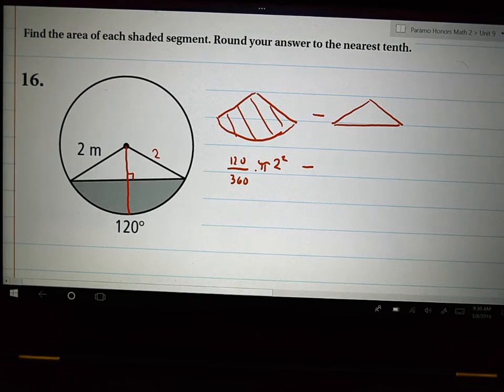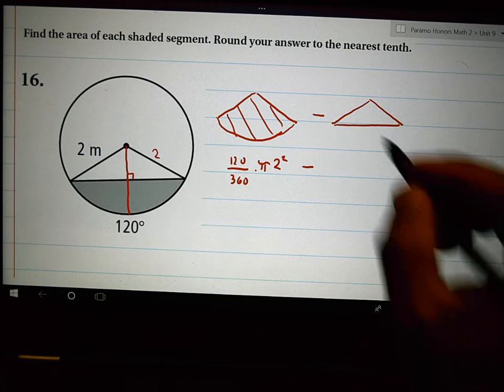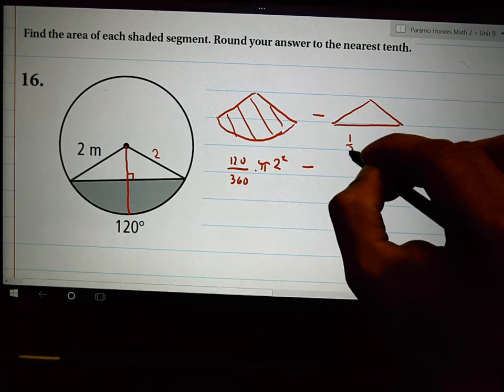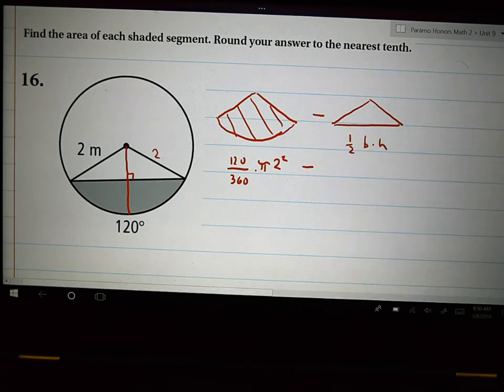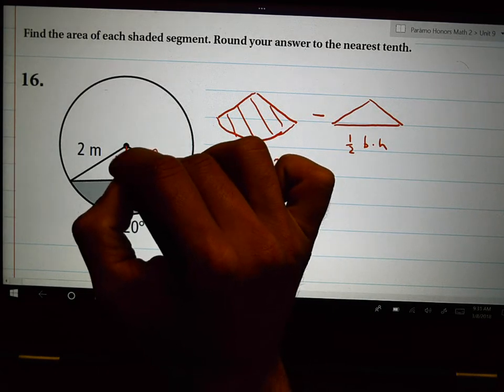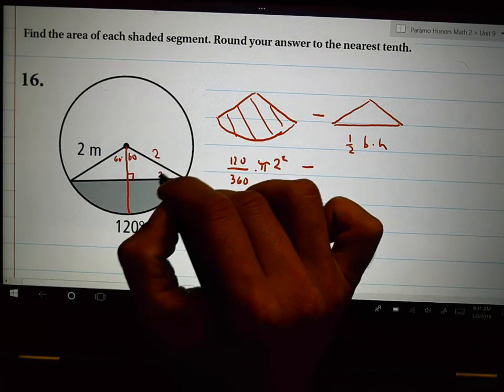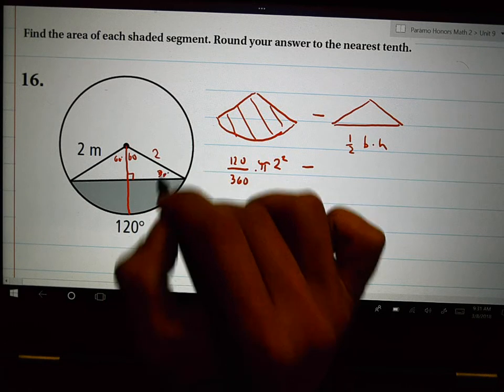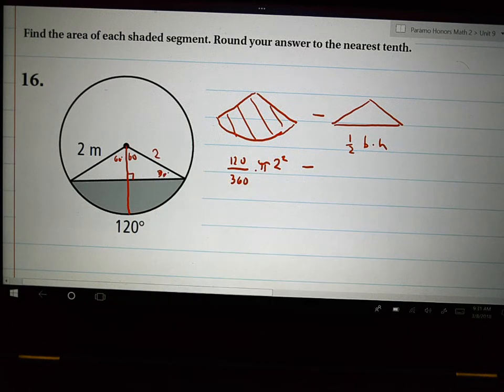So how do I find the area of the triangle? I'm going to use 1/2 the base times the height. But you're only given this distance, yes, but because this is 120 and we cut it directly in half, guess what's going to come into play again that we use all the time with triangles? 30, 60, 90. What does that mean?